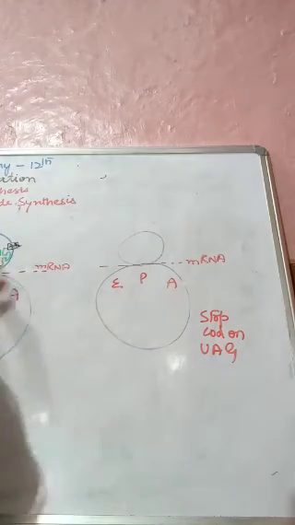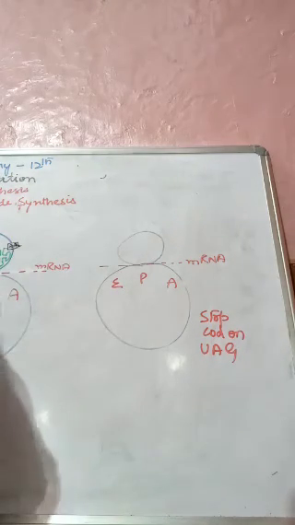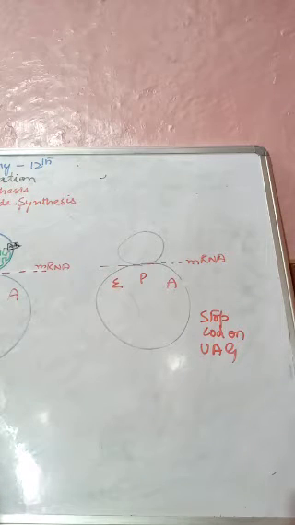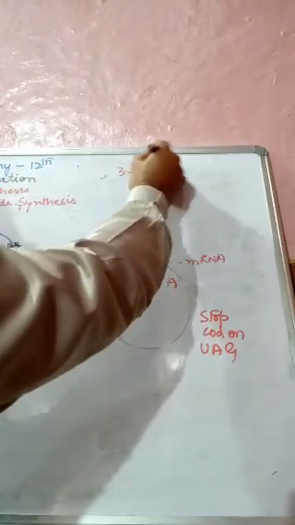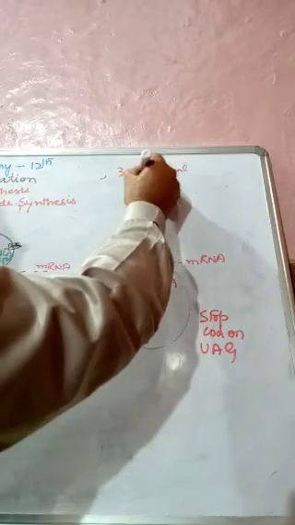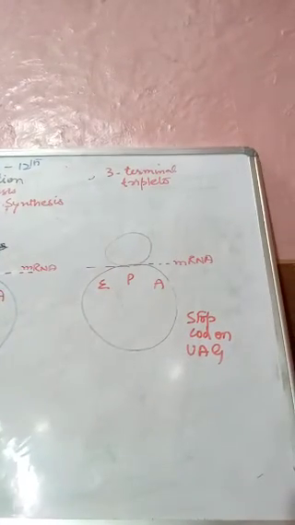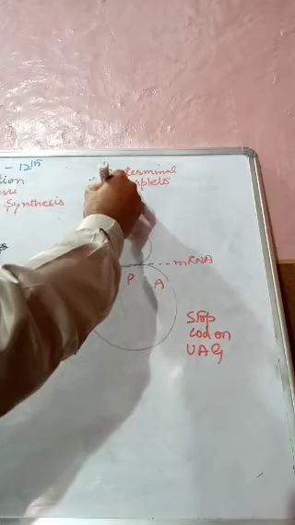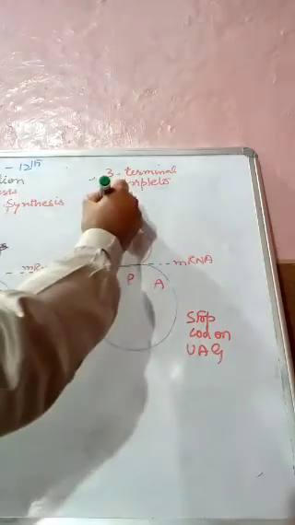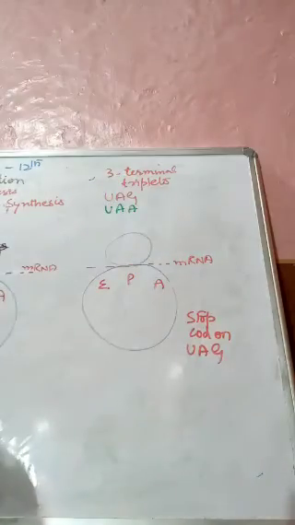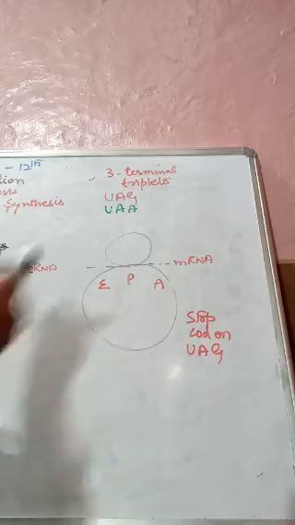which terminate this polypeptide chain, and that is signaled by mainly three terminal triplets, which terminate this peptide chain in the mRNA. These codons are UAG. Then we have got the second one, UAA. Then we have got UGA.